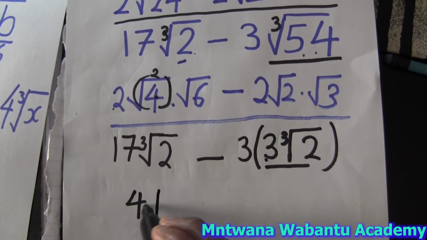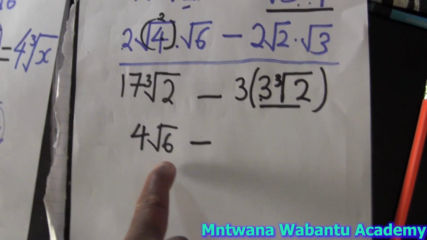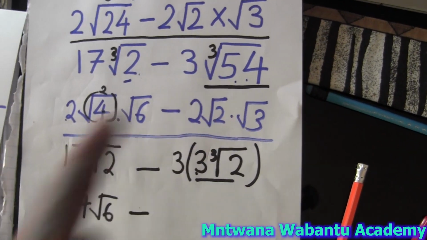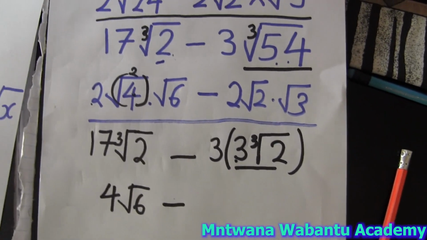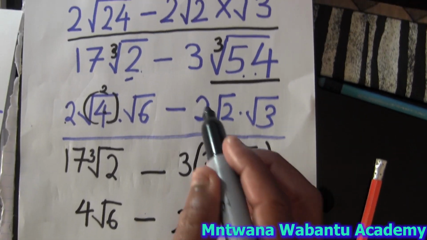2 times 2 equal to 4. And then I have a square root of 6 minus. Okay, so now you see I have square root of 6. Oh, so I'd rather pull this one together, because why? My intention, I want to get like terms. So this is going to be 2, 2.